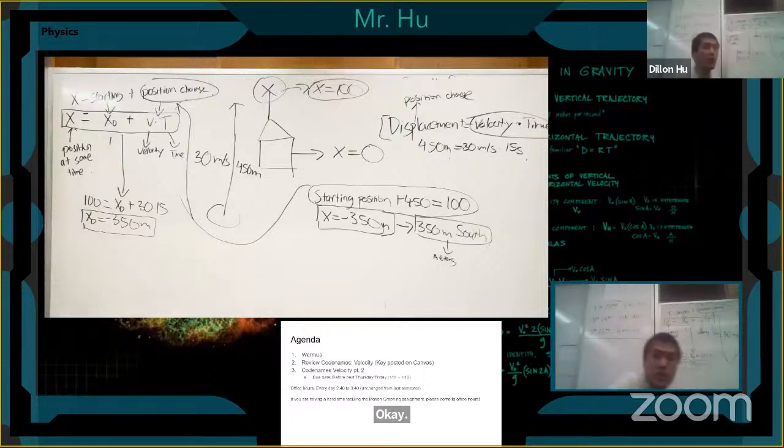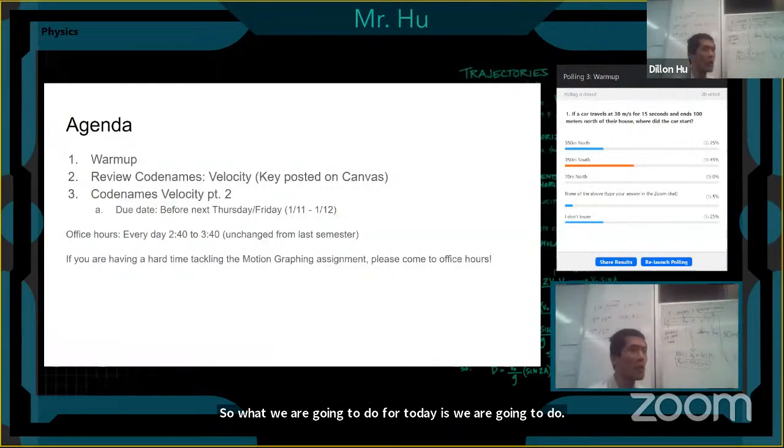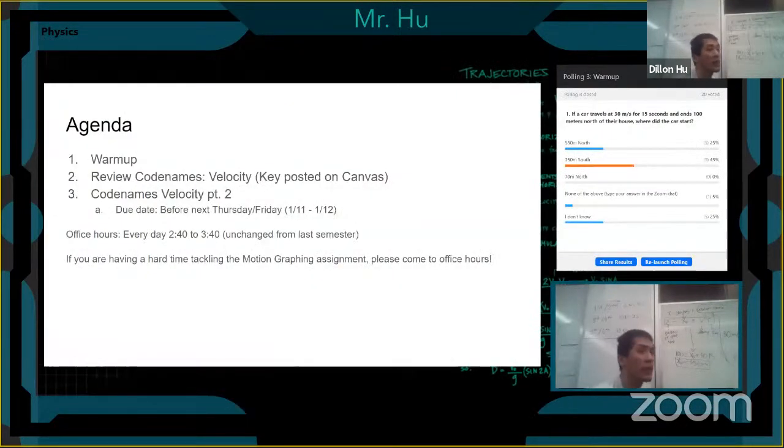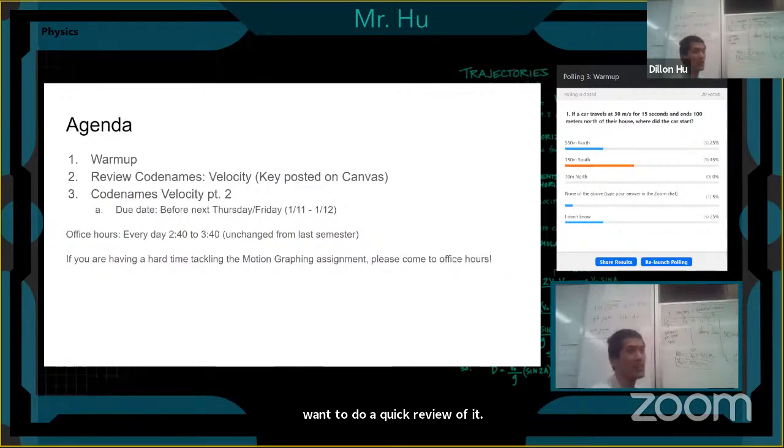So what we're going to do today is we are going to review the Kinematics velocity assignment we did last semester. So I want to do a quick review of a couple of questions on there that I think could be helpful to understand. The key is posted on Canvas as well. So I would recommend taking a look at the key to double check some of your work. Then we will begin a continuation of it. I call it Kinematics velocity part 2.